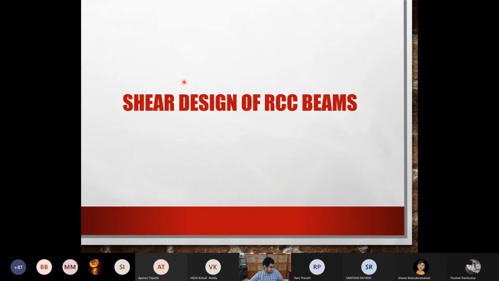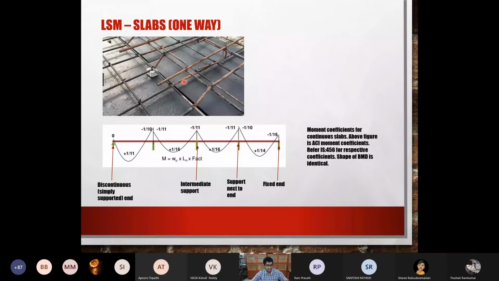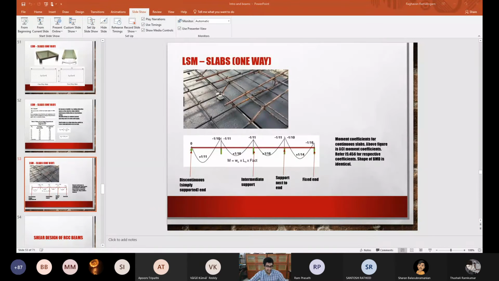Okay, so what is the time? Okay. So here I don't want to start now. Maybe something in the code book I can show you. So tomorrow and day after tomorrow, we'll do some problems on slabs. Just a minute.